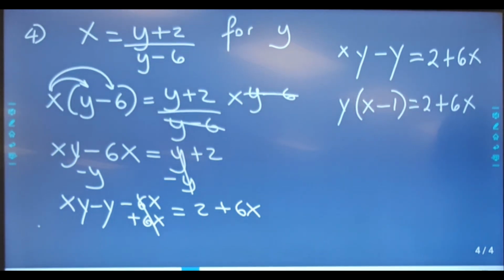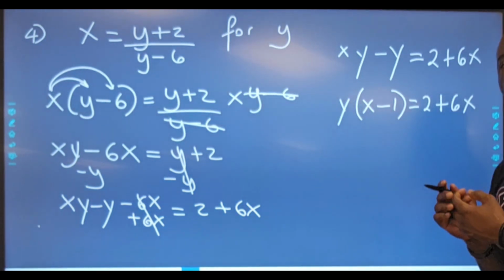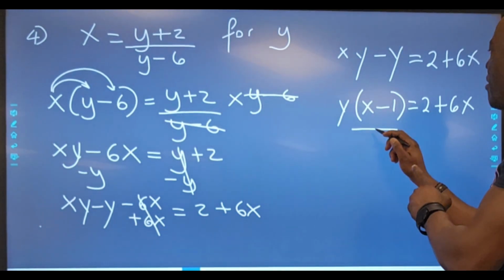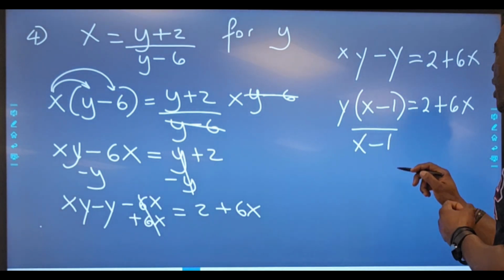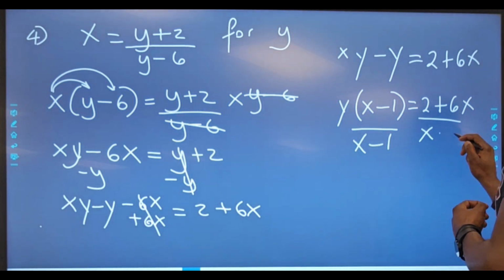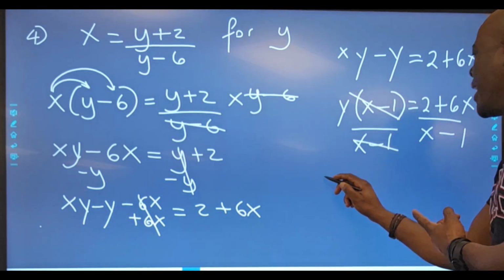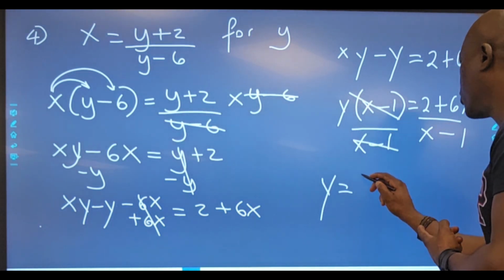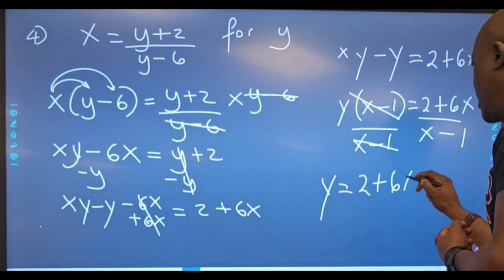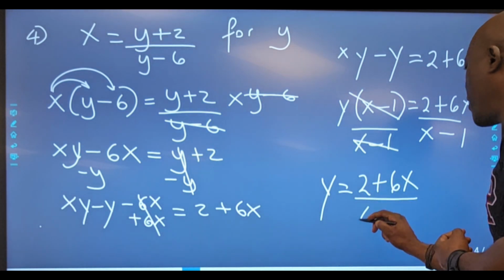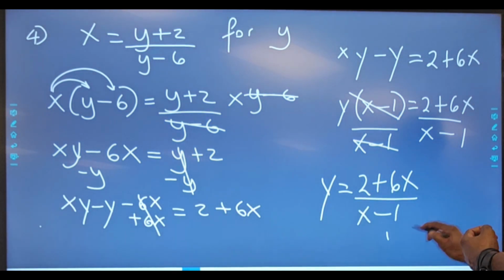Now, at this time, I can now isolate my y by dividing everything by x minus 1. x minus 1. So this would have cancelled here. So finally, y is equal to 2 plus 6x all over x minus 1. There it is.